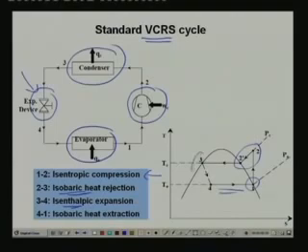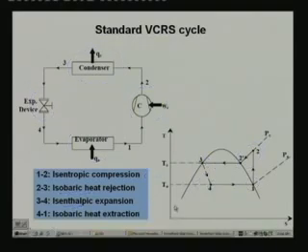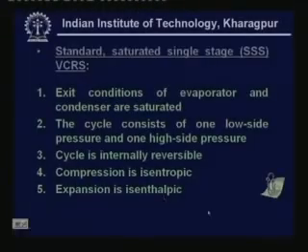Now coming to the expansion process, 3 to 4 is isenthalpic process, and this is shown by a dashed line because isenthalpic throttling process is highly irreversible. So we really do not know the path, we only know the end states 3 and 4. Okay. And process 4 to 1, as I said, is isobaric heat extraction, and if you are using a pure fluid, this is also isothermal. Okay. So this is the standard saturated single stage Vapour compression refrigeration cycle.